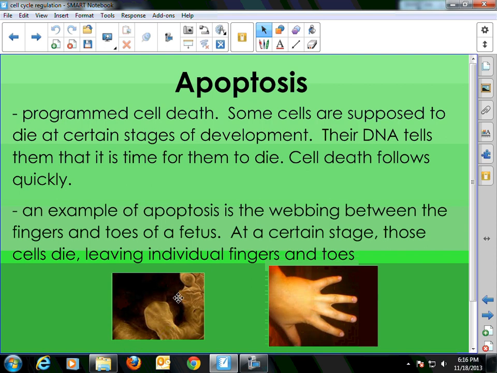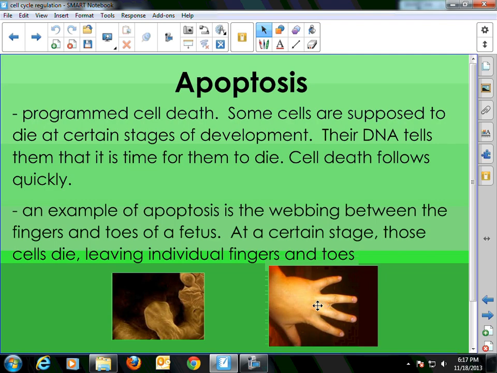An example is the webbing between the fingers of a fetus. When we were all this size, we all had webbing in between our fingers and in between our toes. And at a certain point, those cells were supposed to die. That's called apoptosis. If it went right, then each finger should be separated and there should not be webbing in between. But the picture on the right shows an example where that process didn't happen properly.